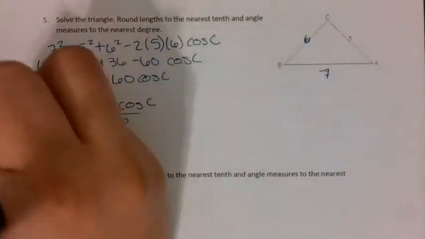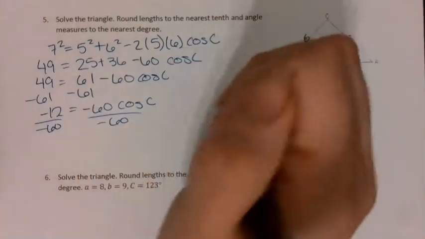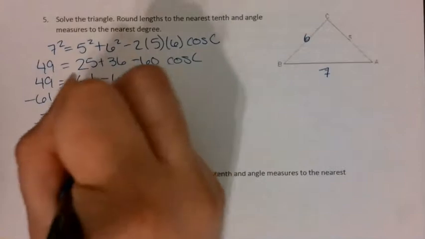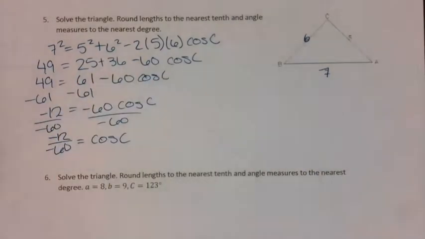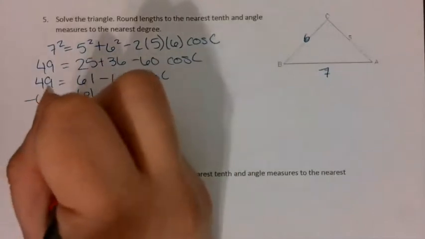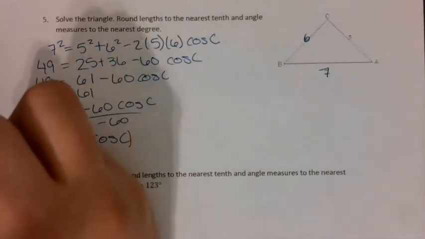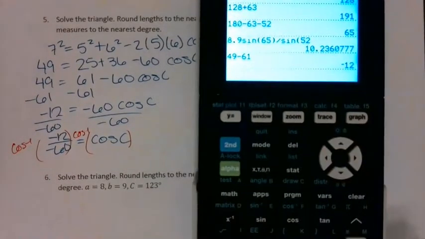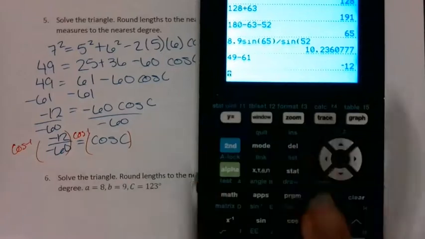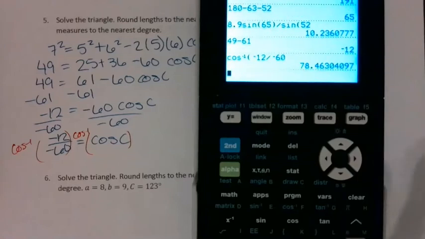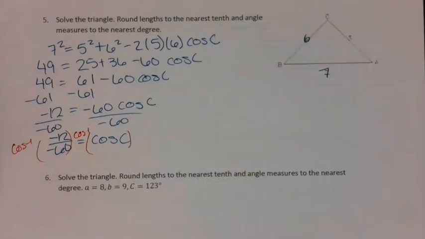Divide by negative 60. And I have negative 12 over negative 60 equals cosine C. I want to find my cosine inverse. So I have cosine inverse of negative 12 divided by negative 60 equals 78 degrees.